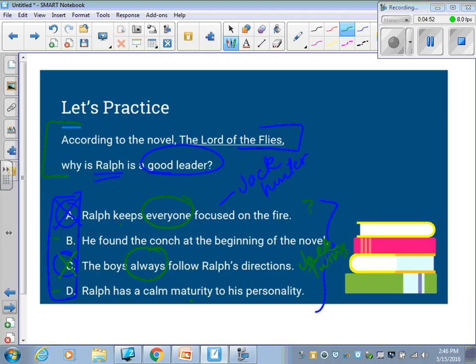According to the novel, The Lord of the Flies, why is Ralph a good leader? Is he a good leader because he found the conch at the beginning of the novel? He actually didn't find it. Piggy did. He just retrieved it from the water. And that leaves us with Ralph has a calm maturity to his personality. This is the best answer choice, and looking at those absolutes of everyone and always may help you rethink that answer.